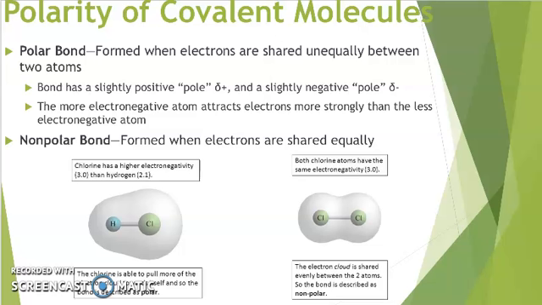There's different polarities of those covalent molecules. A polar bond is formed when electrons are shared unequally between 2 atoms.